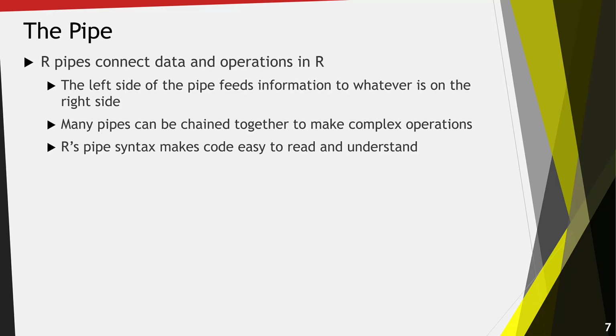Pipes in dplyr do much the same thing. They connect data and operations in R. The left-hand side of the pipe feeds information to whatever is on the right-hand side. You can chain many pipes together to make complex operations. Importantly, R's pipe syntax makes code easy to read and understand.